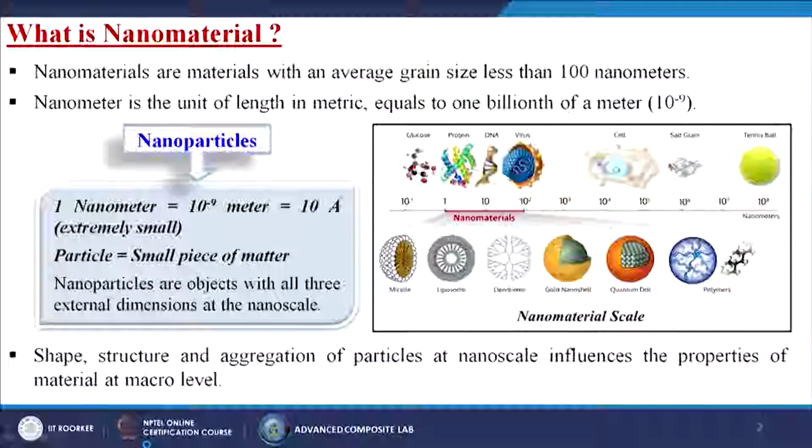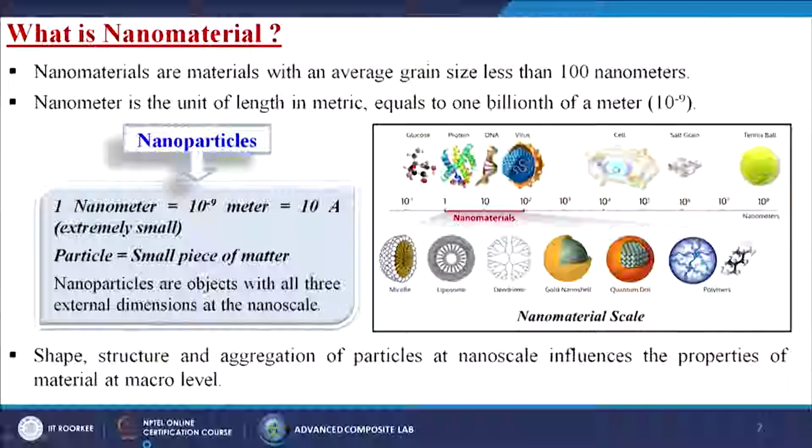Nanoparticles are objects with all three external dimensions at the nanoscale. We have different dimensionalities of nanoparticles, like 0D, 1D, 2D, 3D. I will tell you everything in brief in the next slides. The shape, structure and aggregation of particles at the nanoscale influence the properties of materials at the macro level itself.